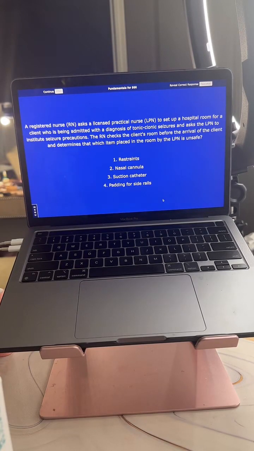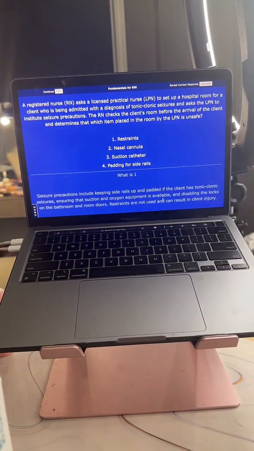I'm looking at what y'all are saying. Y'all are saying 1, which is restraints, because restraining a patient during a seizure is wild. Let's look and see. What is 1 is the correct answer.